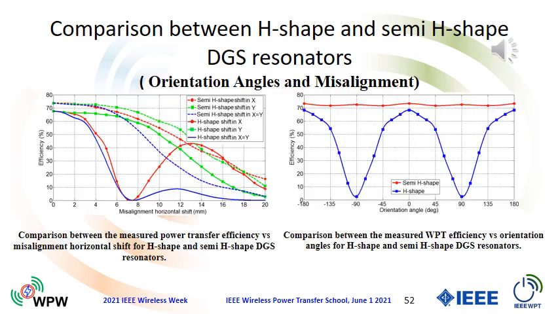Comparison between H-shape and semi-H-shape defected ground structure resonators: orientation, angles, and misalignment. The left figure in this slide presents the misalignment performance comparison between the H-shape and semi-H-shape defected ground structure resonators for wireless power transfer systems. The semi-H-shape resonator shows no degradation due to the horizontal misalignment. In addition, the semi-H-shape resonator is not sensitive to the orientation, as shown in the right figure.